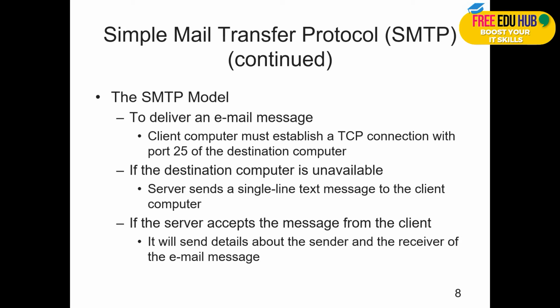Now, the SMTP model: to deliver an email message, the client computer must establish a TCP connection with port 25 of the destination computer. That's a known port for mail communications, port 25, through which it communicates. If the destination computer is unavailable, the server sends a single line text message to the client computer, or if the server accepts the message from the client, details about the sender will be sent to the receiver of the email message. When you turn on the option of read receipts or delivery receipts, you'll receive a confirmation once the other person opens an email or once the email is delivered to the recipient.